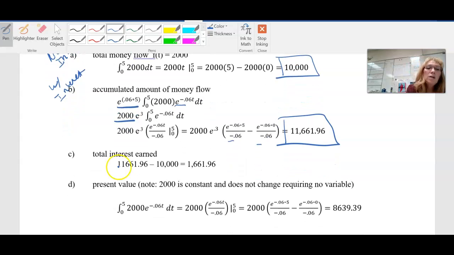Total interest, you literally subtract the two. So I made $1,000 in interest. So this is the interest I earned, and that's all it is.